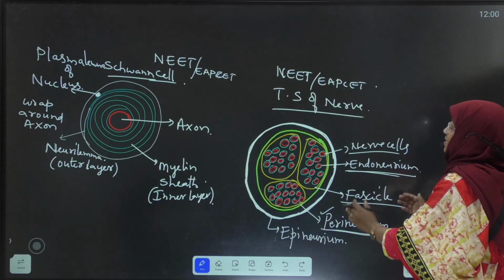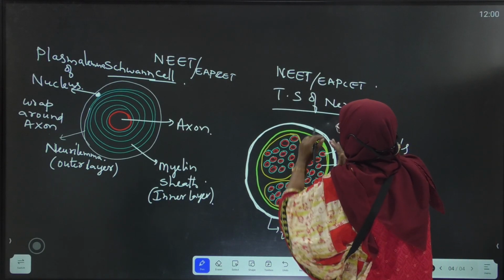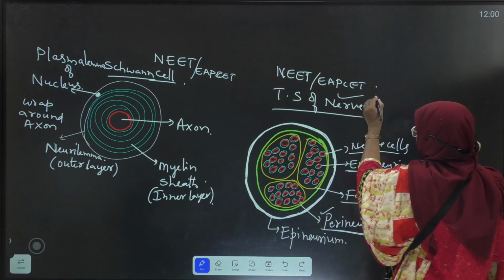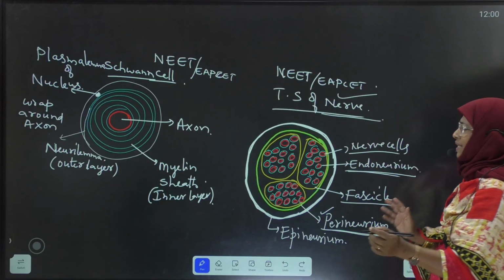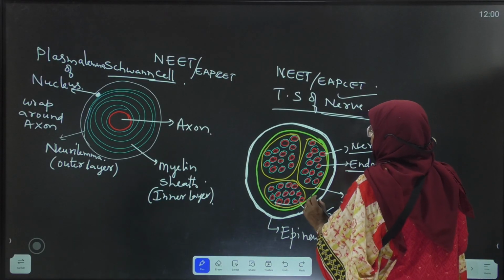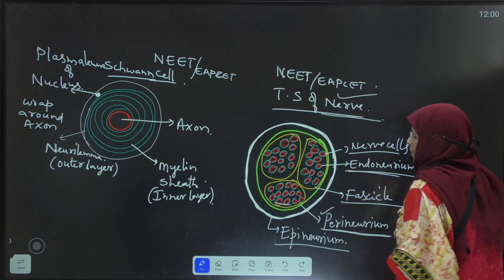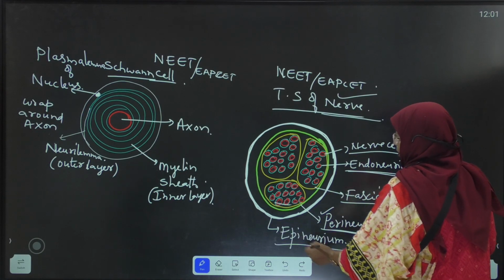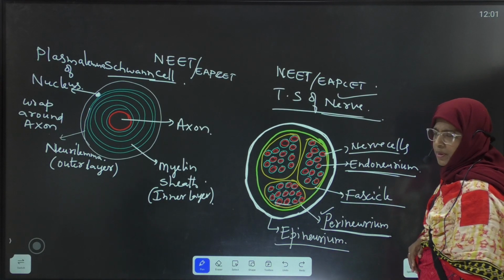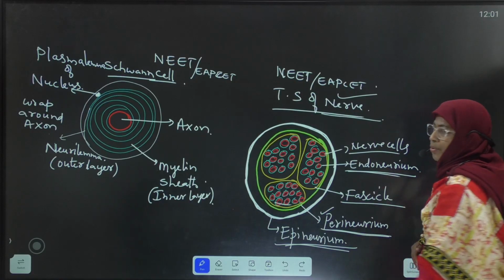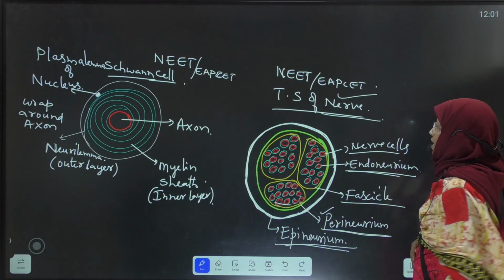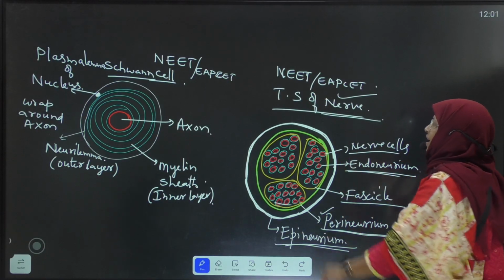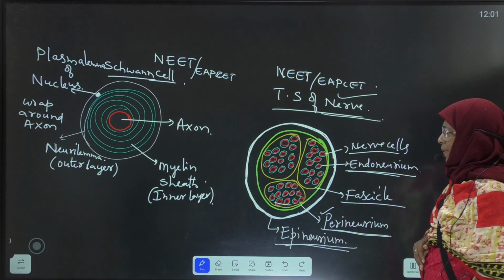Next, many fascicles together form a nerve. How is a nerve formed? A group of fascicles together forms a nerve. Around the nerve, a connective tissue sheath is present. It is called epineurium. This is about the transverse section of nerve. This is only for NEET and MSET, not for IPE.